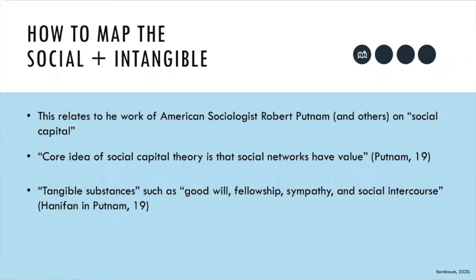So how do we map the social and the intangible? This is where it gets more interesting to me, and it relates to some of my research, so I'll take a slight diversion. I'm very interested in something called social capital. Social capital is, briefly, the bonds that are created between people. And this relates very much to the work of American sociologist Robert Putnam, a leading scholar about social capital. Putnam and others have done a lot of investigation into how to build and how to measure social capital.